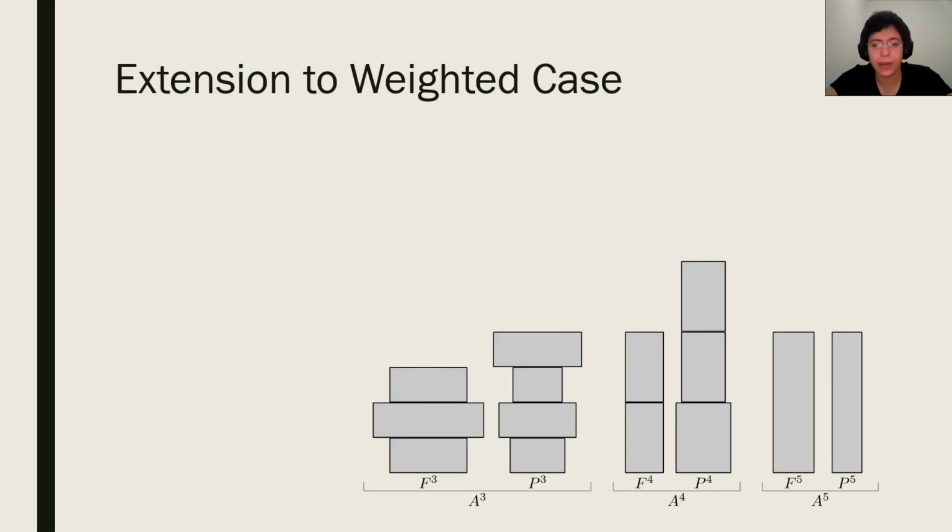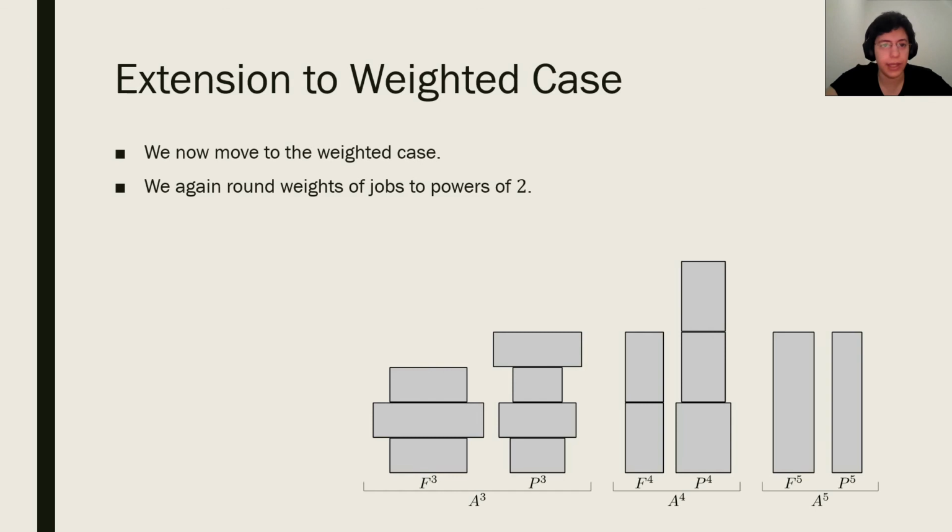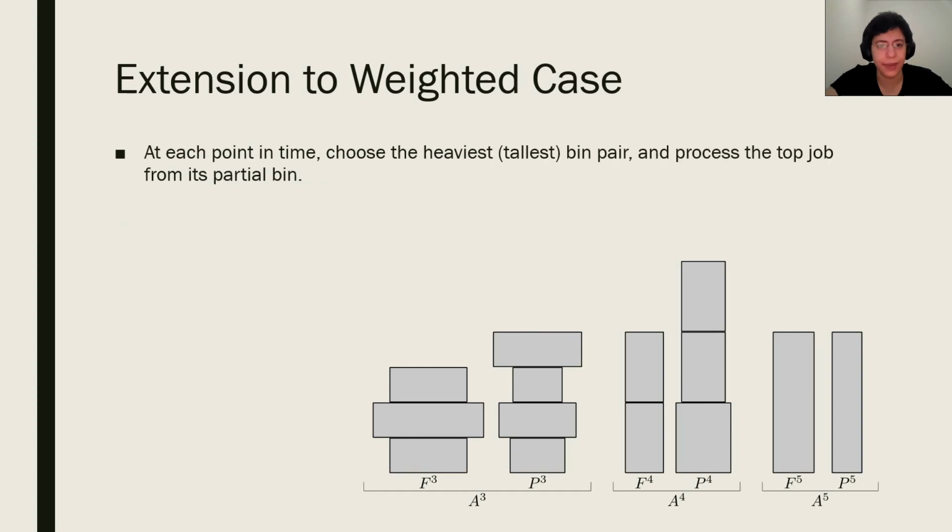And so our algorithm looks like this. It has, for each weight class, a pair of bins, a full bin and a partial bin. And again, when a job comes, we round its weight to a power of 2, and we place that job in the full and partial bins of its weight class. And at any point in time, we choose the heaviest, i.e. tallest bin pair, and process the top job from its partial bin. So here, it's this bin pair, so we're going to process this job.